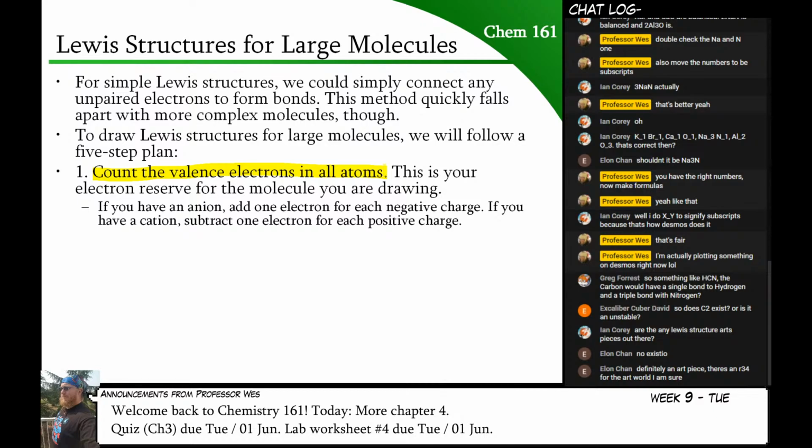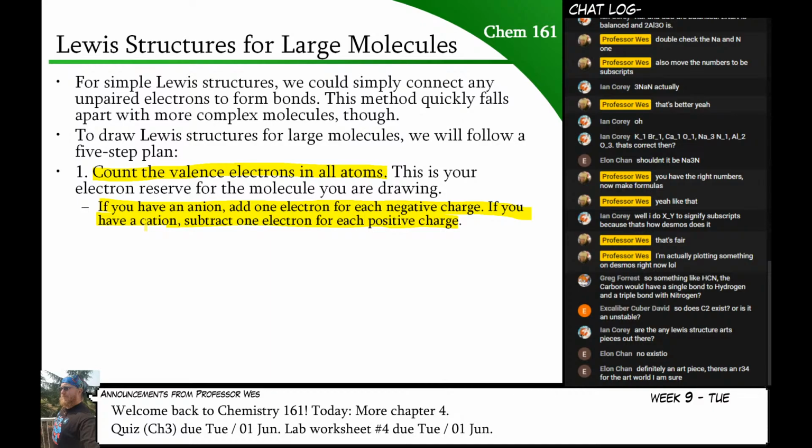Now, if I have anions or cations, i.e., when I showed you carbonate, I can adjust the number of electrons for that. So if I have an anion, I can add extra electrons, and if I have a cation, I can subtract electrons. We're going to do an example of all of these steps in just a second, but I am going to go through all of the steps first.